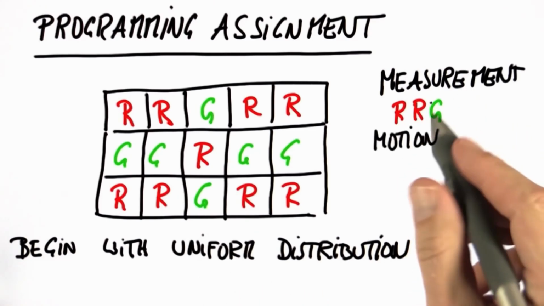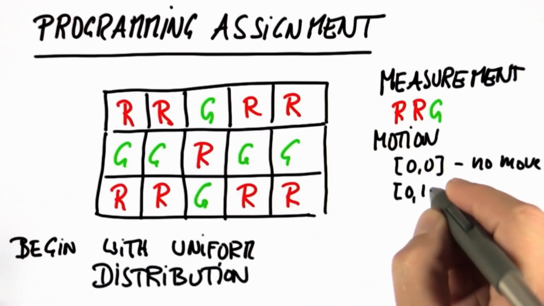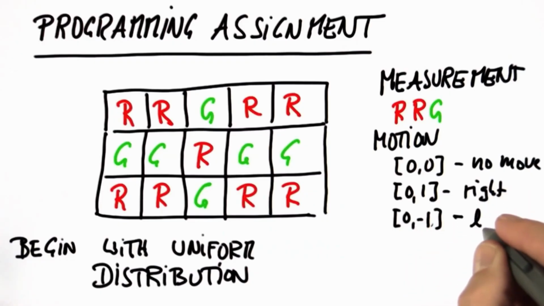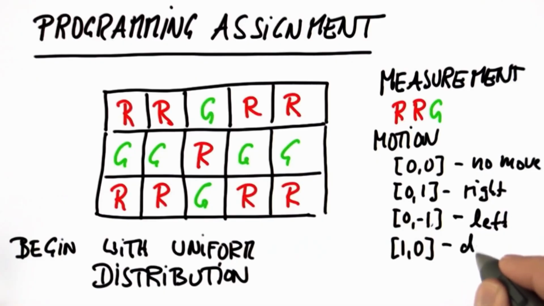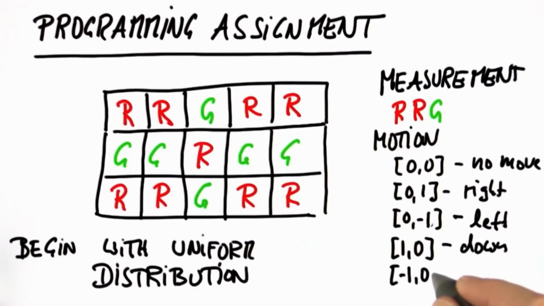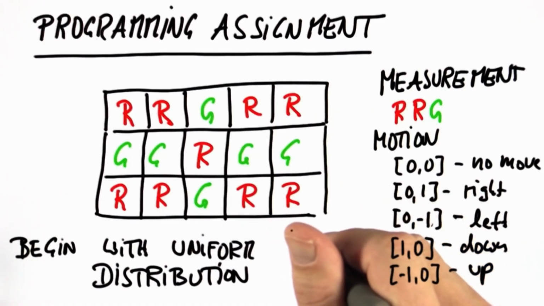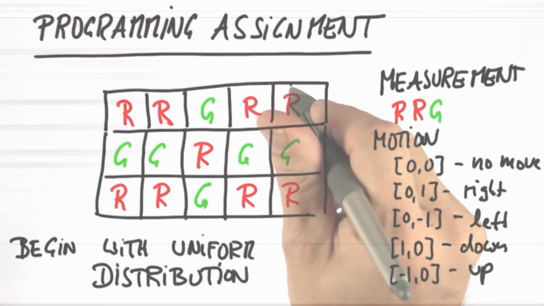And then we have a number of motion commands. 0, 0 is no move. 0, 1 means you move to the right. 0, -1 means move left. 1, 0 makes you move down, not up. And -1, 0 makes you move up. Again, the world shall be cyclic. If we fall off one end, like over here, we continue at the other end, like the one over here.